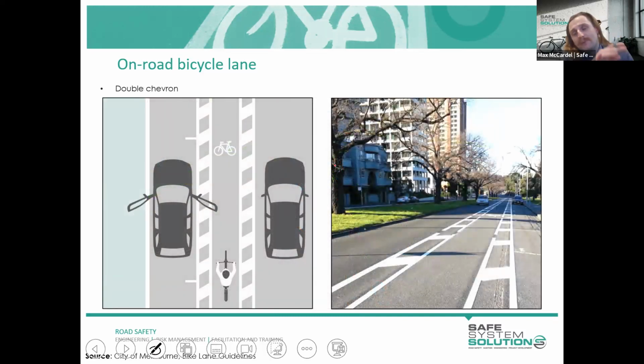What can we do though? If we are forced to do on-road bicycle lanes, and we don't have the ability to move out the parking lane and create Copenhagen lanes or protected bicycle lanes, well, we could look at using line marking or chevrons to demarcate the space both between the parking lane and the general traffic lane. So what's referred to as a double chevron.